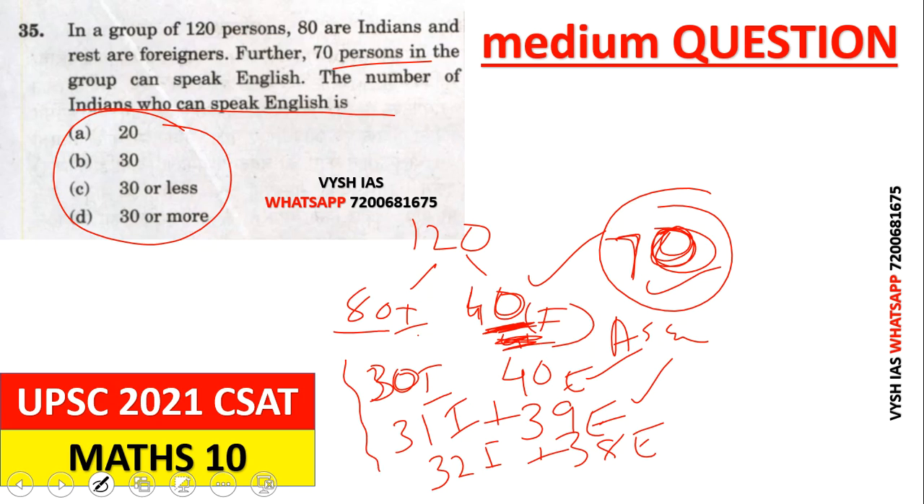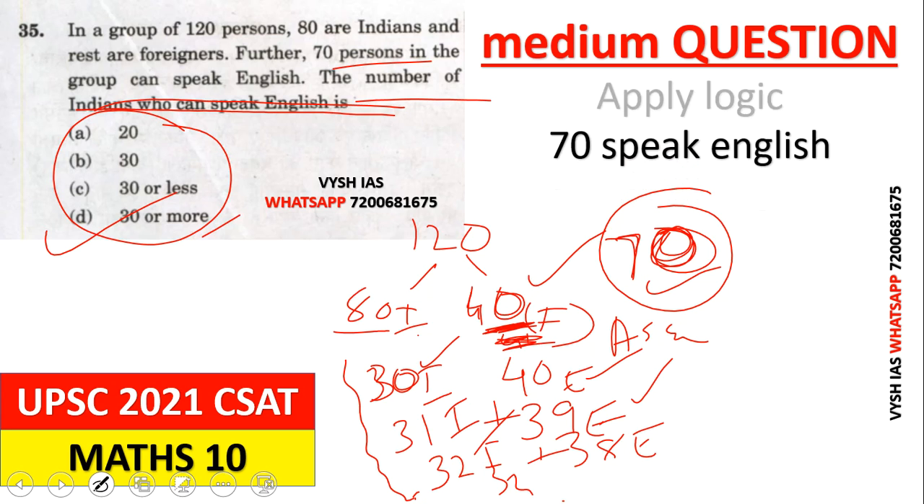So what are you deducing? It is either 30 or more. 30, 31, 32, 33, like that it will go. So the answer is 30 or more. The number of Indians who speak English is 30 or more. No formula, nothing. You just assume something and put in the possibilities. Solved. Apply logic. Answer D.